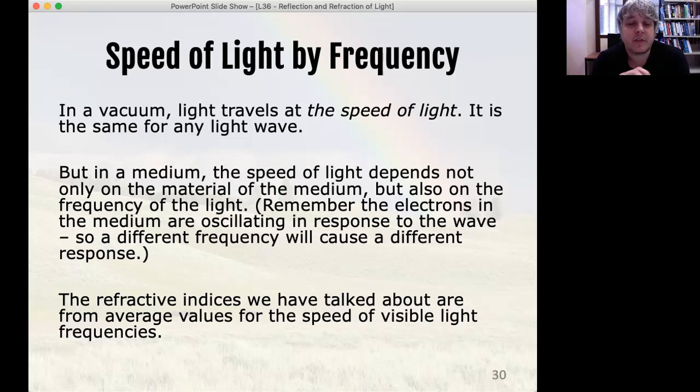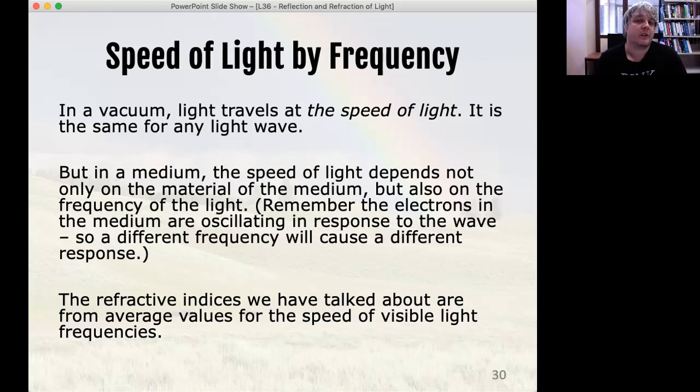Remember that the electrons in the medium are oscillating because of the wave, and that creates a secondary wave which interferes, and that's why the wave slows down. So that means a light wave that's traveling with a different frequency is going to cause a different secondary wave, and it's going to cause that slightly different interference pattern, and you're going to get the slightly different speed of light.